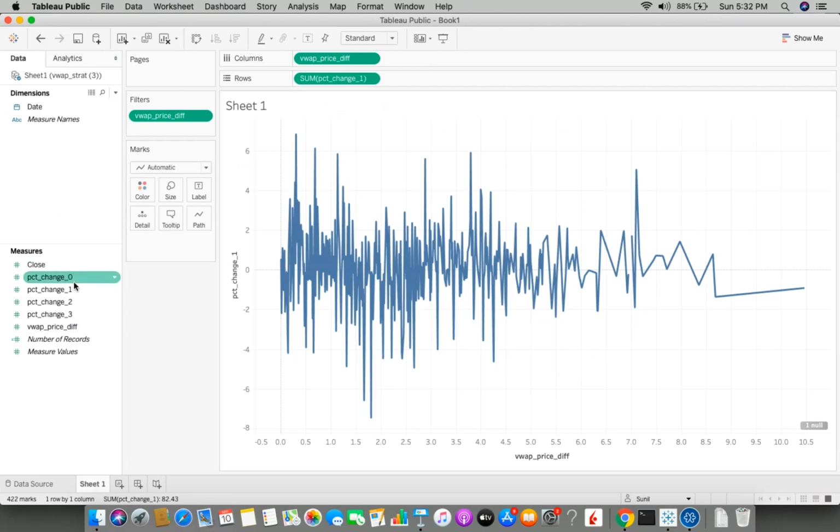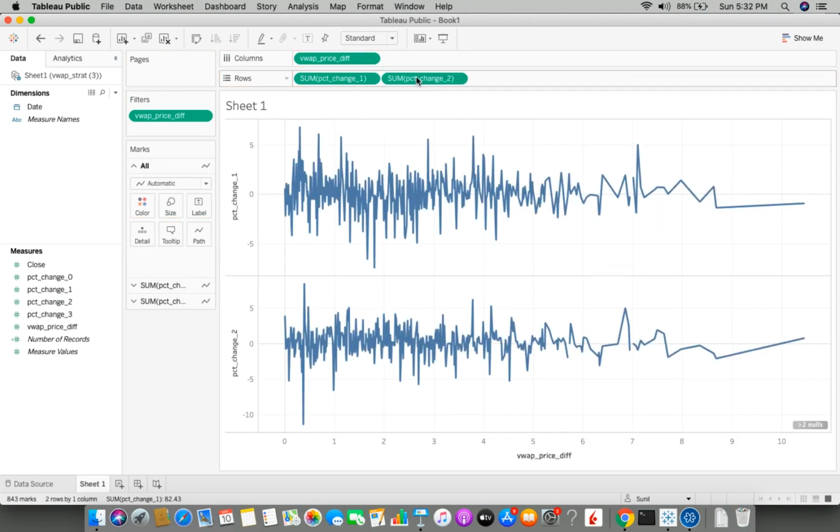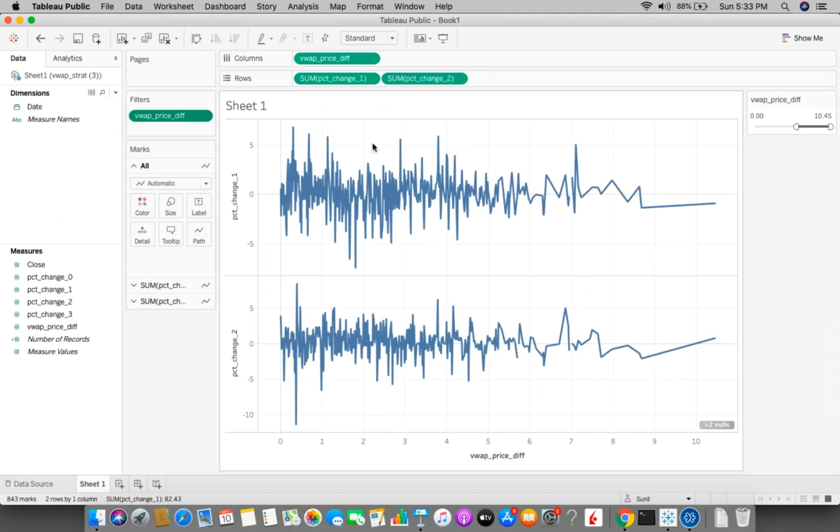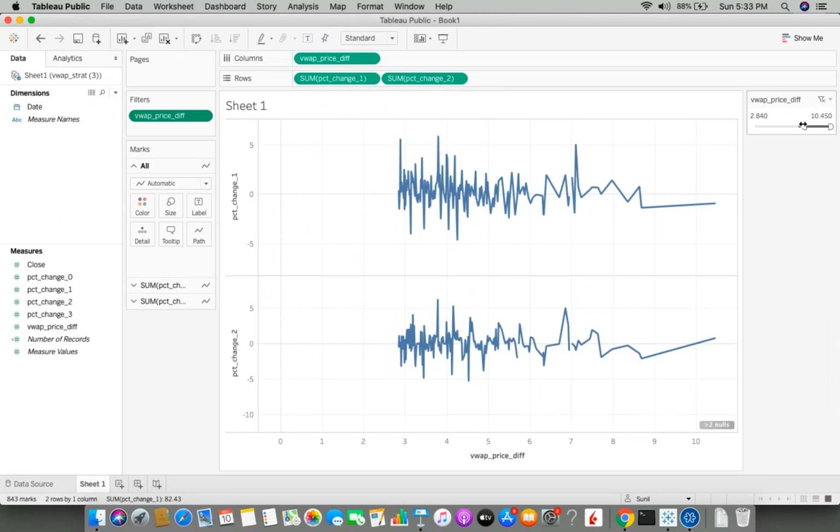Okay, this is for tomorrow's price change. Let us check how the next day's price change looks. It looks a little better. I can do one more thing, show filter. If you see on the right side, VWAP price difference is visible here. I can just move it, scroll it, and we can see the difference. Are you able to understand?